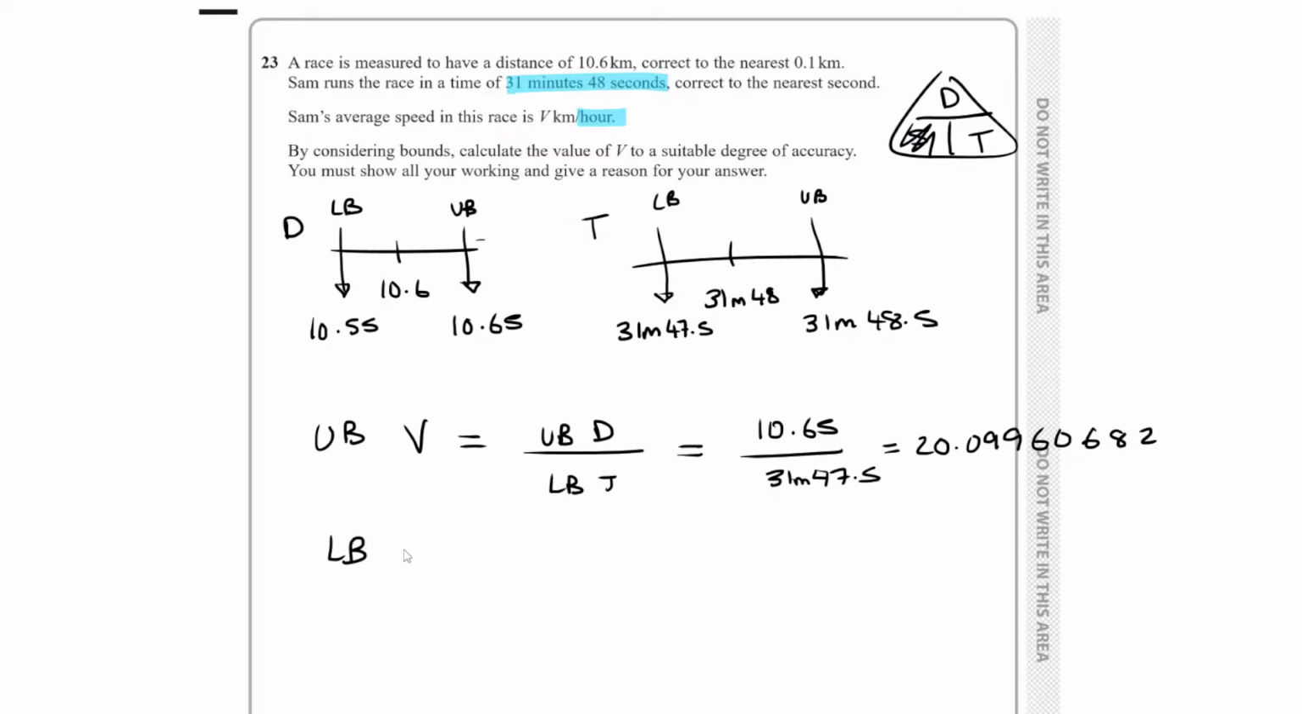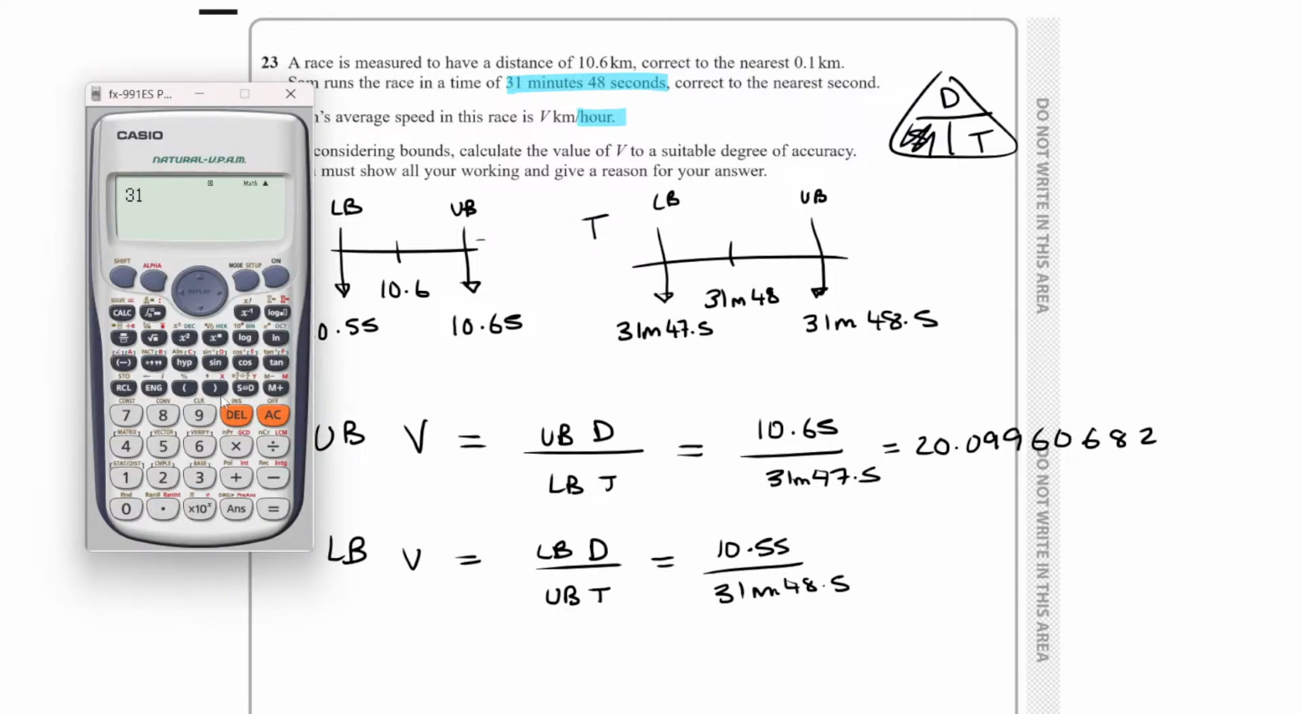Obviously then the lower bound is just the opposite, isn't it? So that would be the smallest possible distance, numerator, divided by the biggest possible time, or denominator. So just swap them. 10.55 over 31 minutes, 48.5 seconds. Again, I want to convert that into hours though, so I'm going to go through that again. 31 times 60, add 48.5, and then divide that by 60, divide it by 60 again. Obviously not a nice decimal, but that's fine.